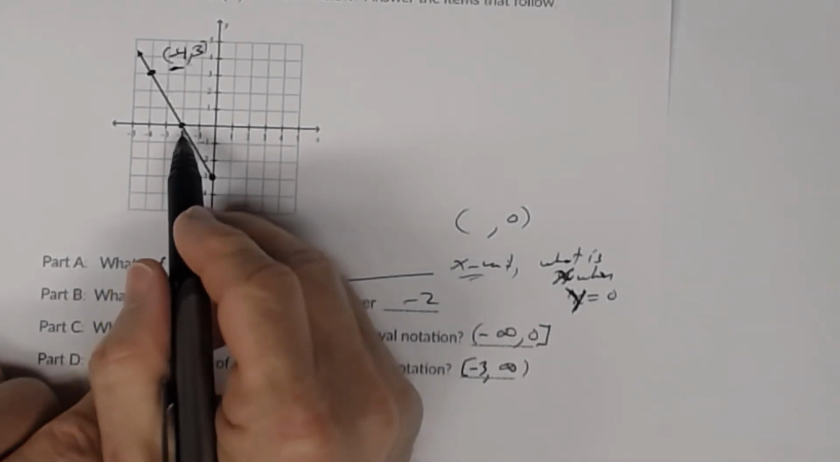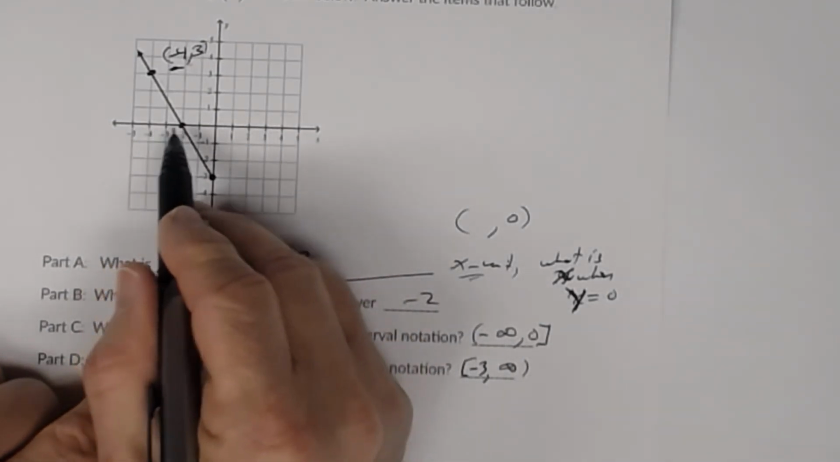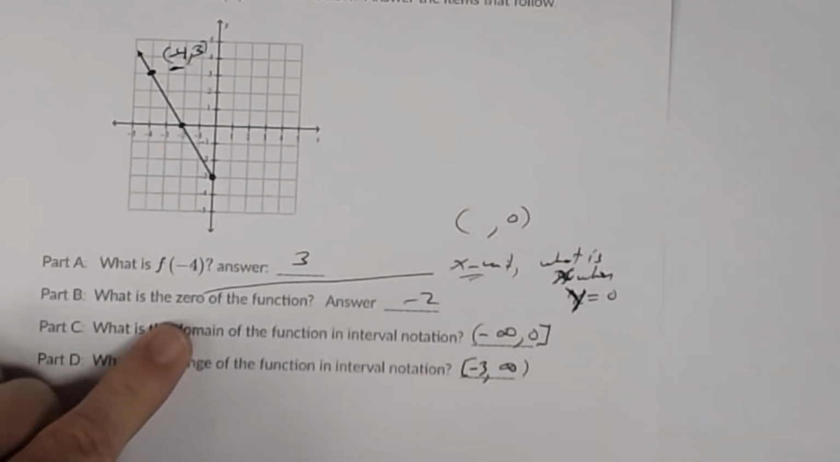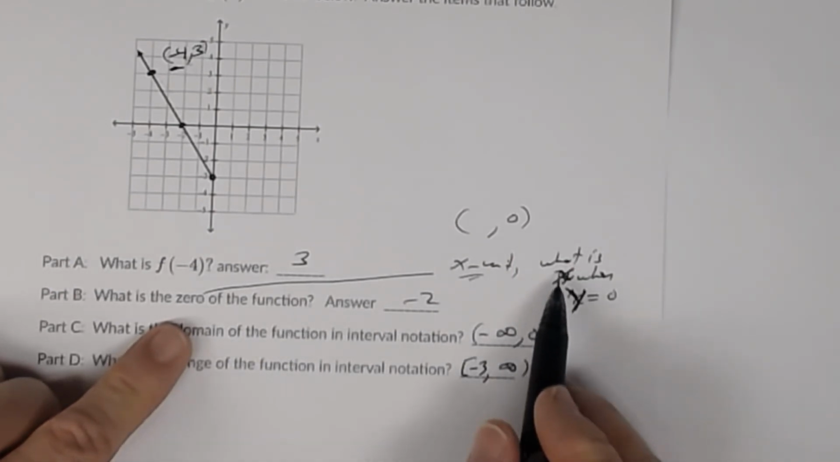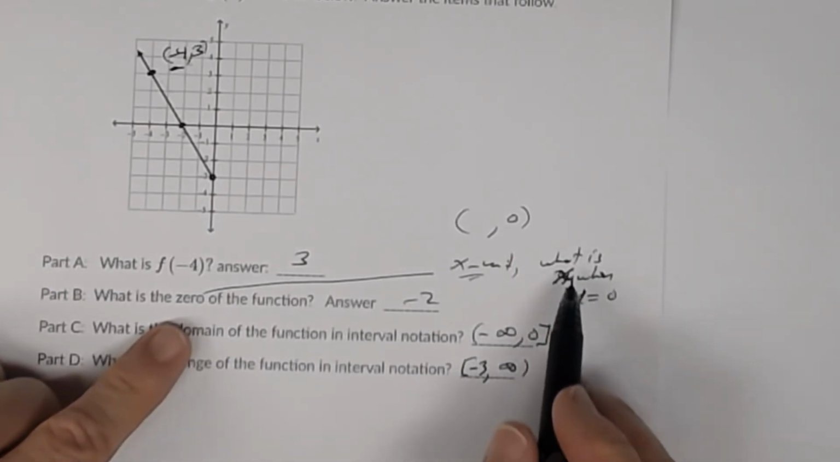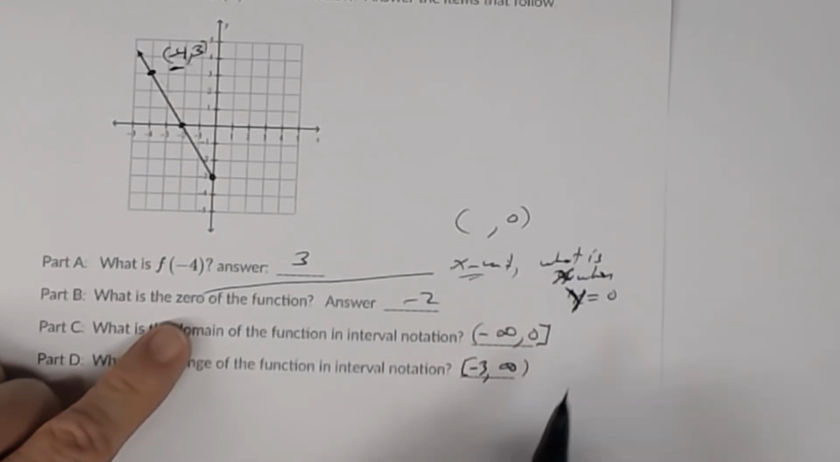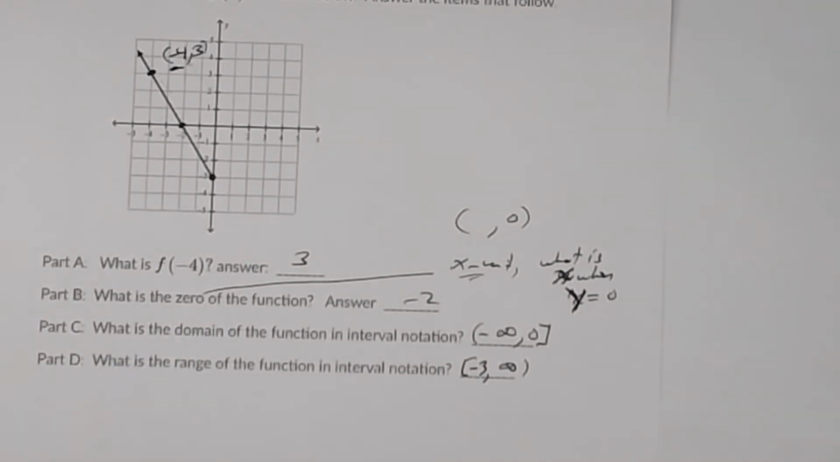When y is 0, that's along your x-axis. So x when y is 0 here, my x value is negative 2. Make sure you fix this right here: the x-intercept is what is x when y is 0. All right, so that was number 14.